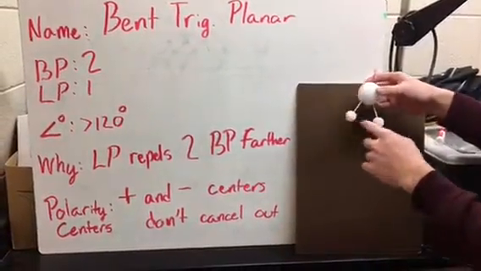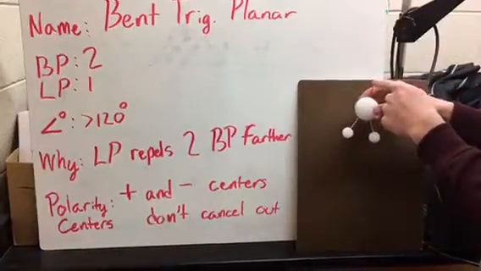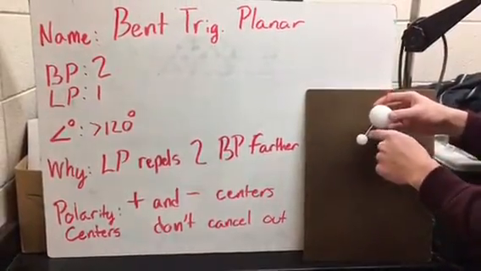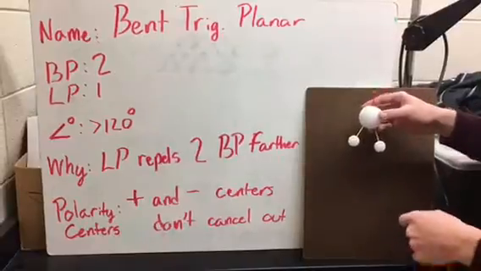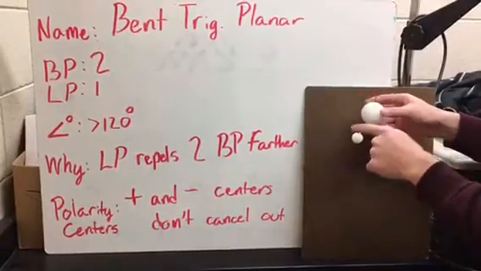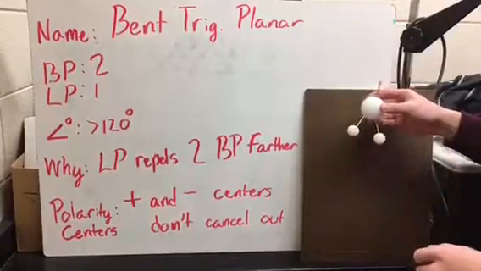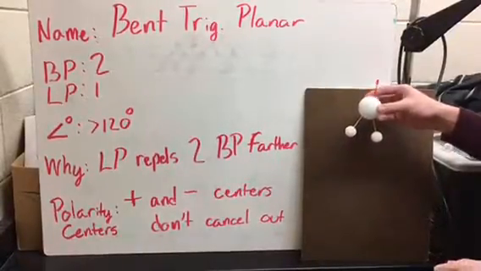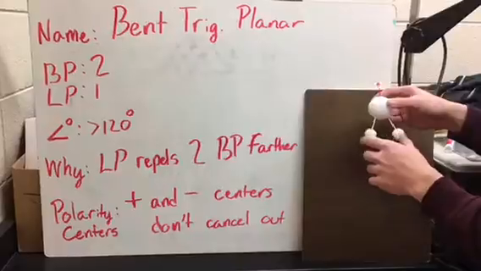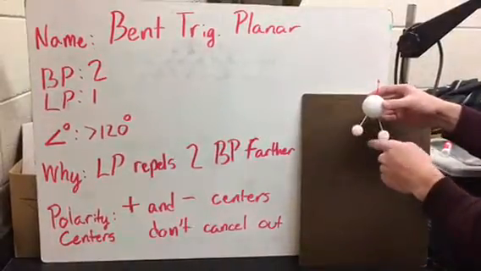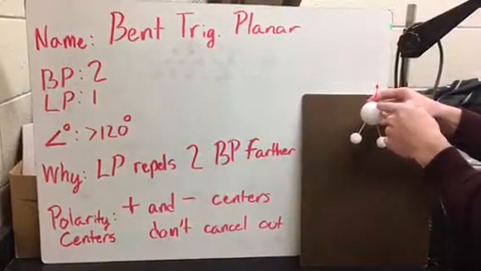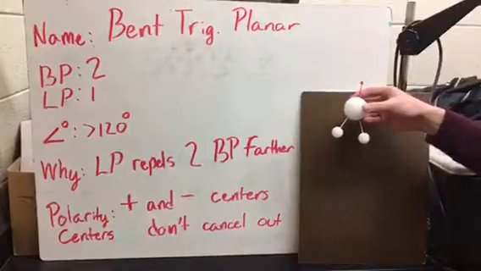Here we have the bent trigonal planar. It has 2 bonded pairs and 1 lone pair. The bond angles are less than 120 now because the lone pair repels stronger than the bonded pairs, so now they're farther. And the polarity centers of positive and negative do not cancel out anymore, so now the positive meets down here and the negative meets up here, and now it's polar.